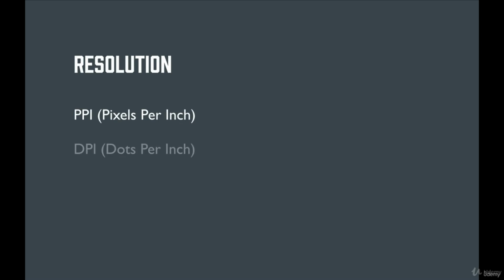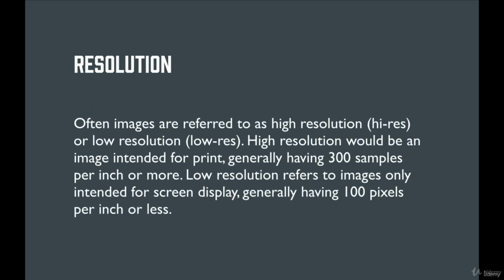If we're going to talk about print, in this case our poster, it would be DPI, or dots per inch, basically dots of color, dots of ink on the page. So for every inch, how many dots are there? So every square inch, in this case, 300 dots for every square inch on our paper. Often images are referred to as high resolution, or high res, or low resolution, low res. So this poster is going to be a high resolution file.